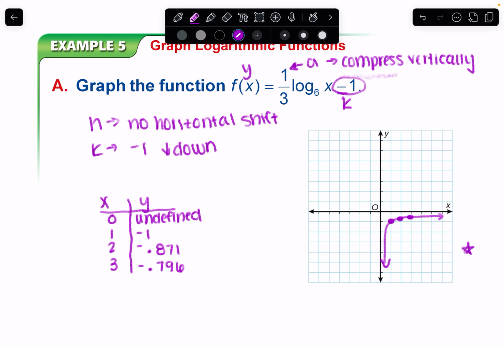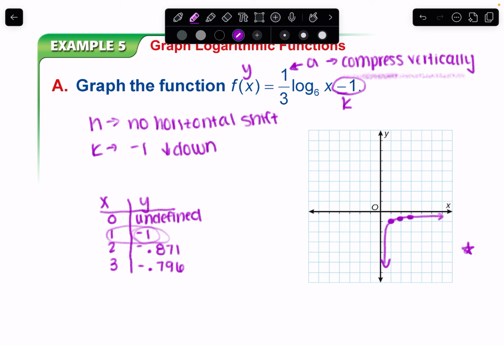Compressed vertically is why the points are so close to each other and why it's more of a sharper turn versus having a bigger curve to it. The shift down 1 is why it is starting at the -1 and not starting at 0. So you can see the vertical shift at this point. That's where that comes from. It didn't shift left or right. It's always going to start on that side of your y-axis, so it'll always start to the right.